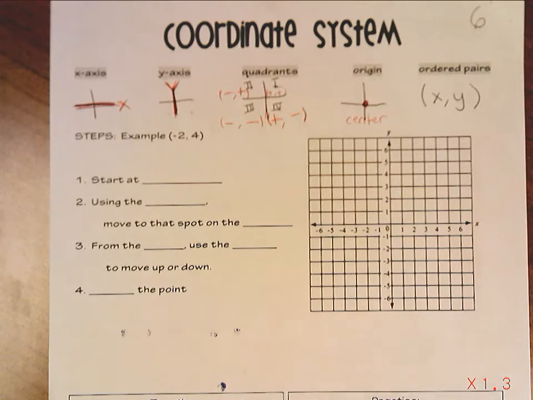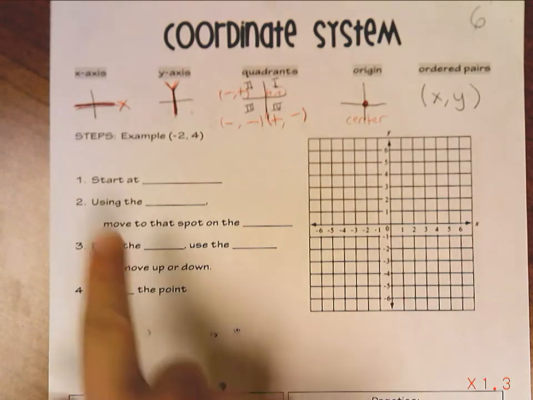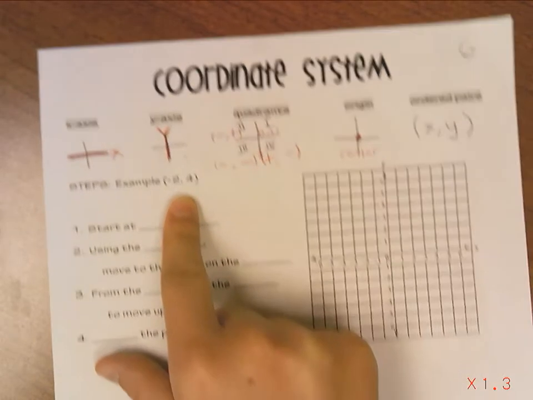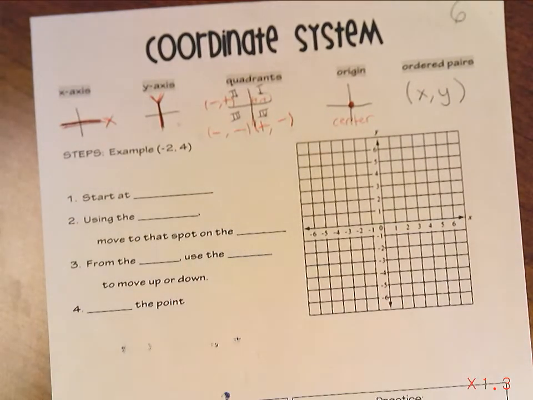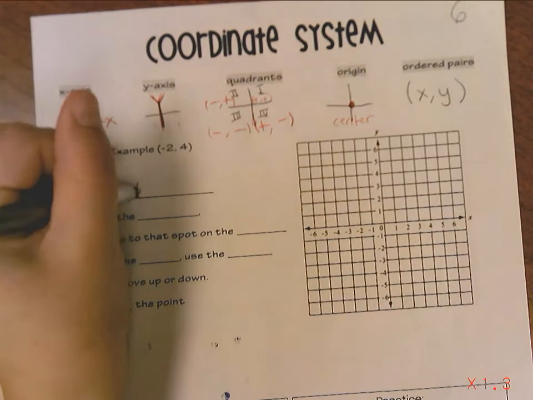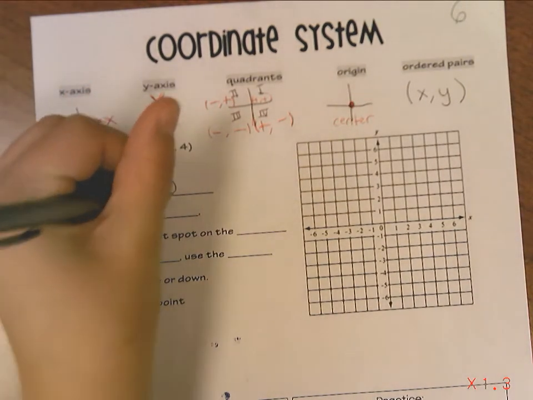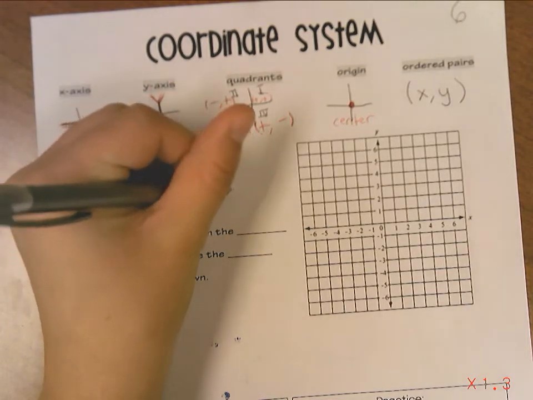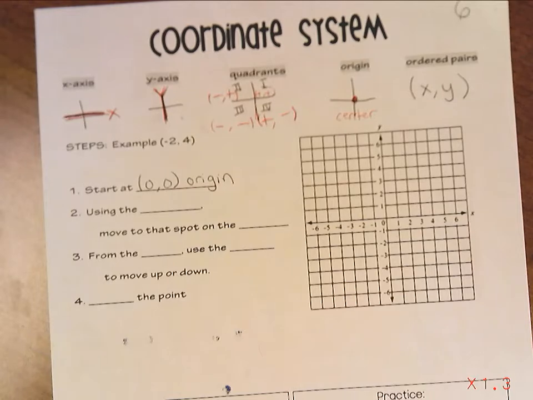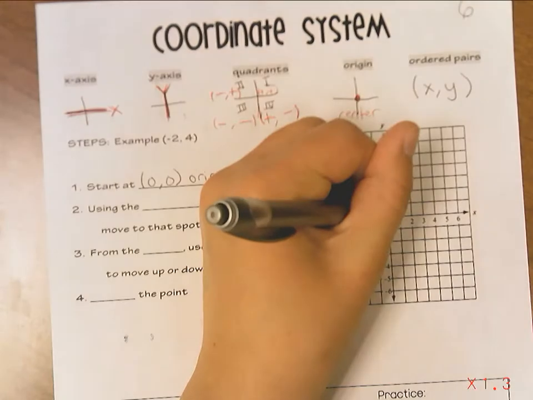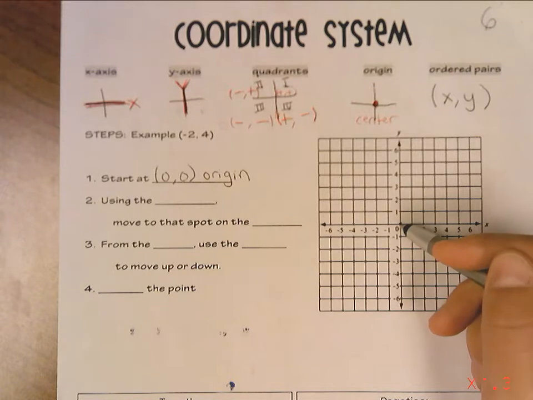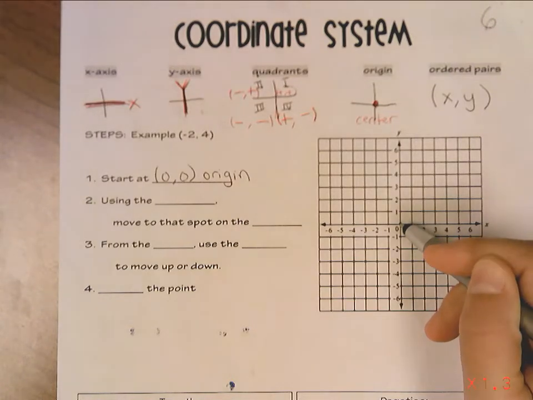Now, first of all, here's the example. We are going to graph (-2, 4). So you start at (0, 0), or in other words, you start at the origin. Okay, so we are going to start right here in the middle. You can't see, Joy's being left-handed. You're going to start right here in the middle.